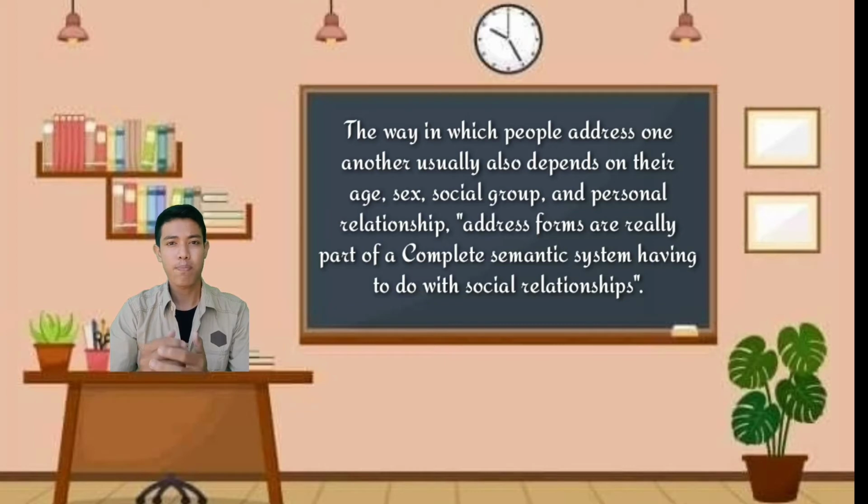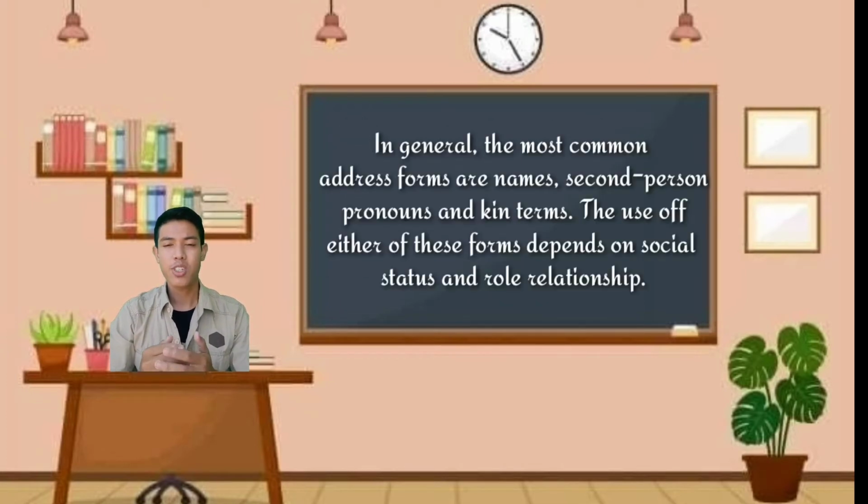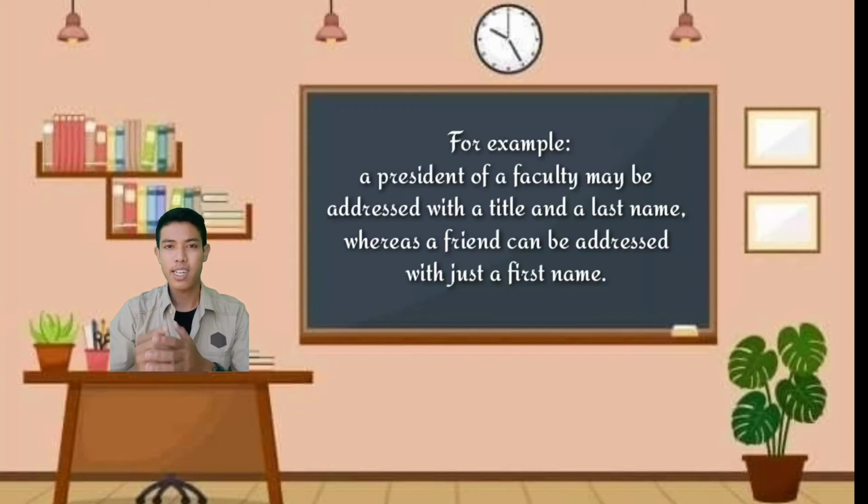Address forms are really part of a complete semantic system having to do with social relationships. In general, the most common address forms are names, second-person pronouns, and kin terms. The use of either of these forms depends on social status and role relationship. For example, a president of a faculty may be addressed with title and his last name or her last name, whereas a friend can be addressed with just a first name.